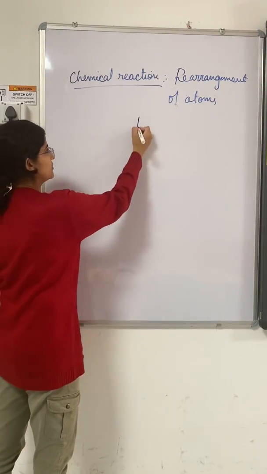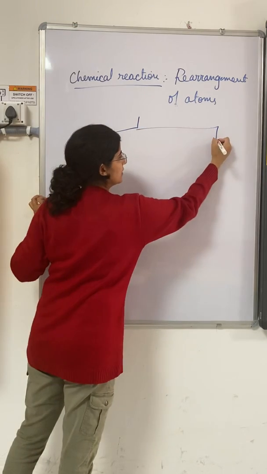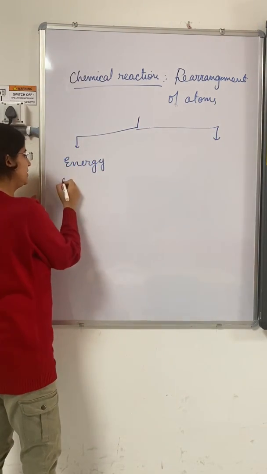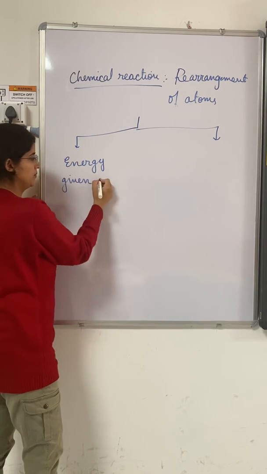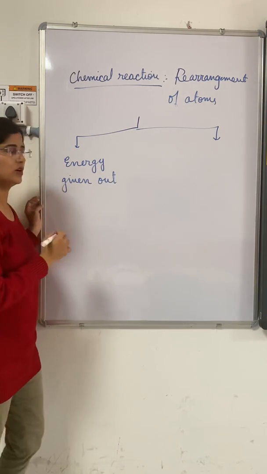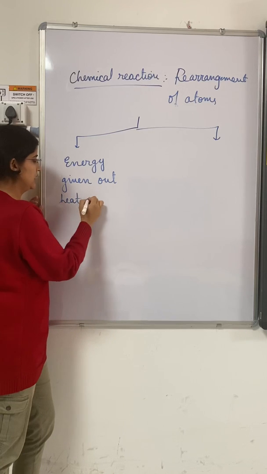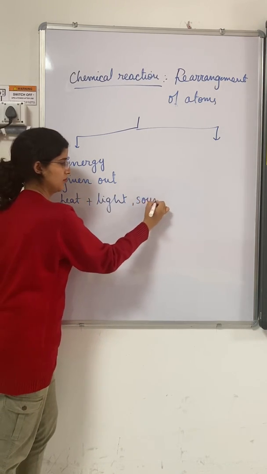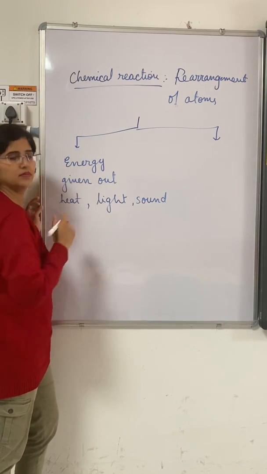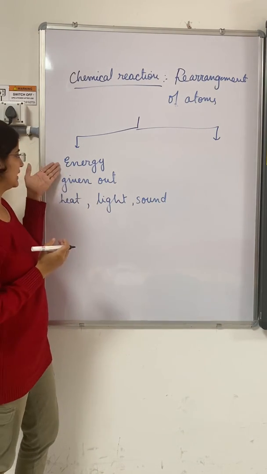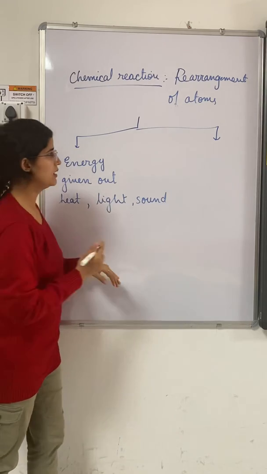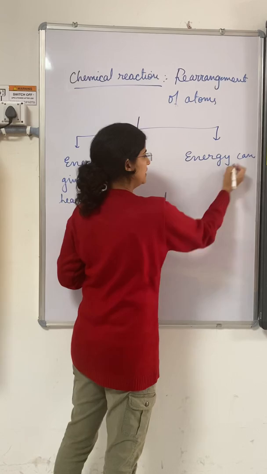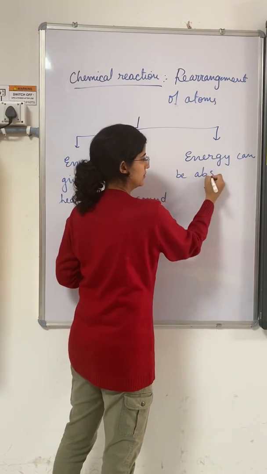During a chemical reaction, the energy can be given out in the form of heat, light or sound. Okay, either in a chemical reaction energy can be given out or energy can be absorbed.